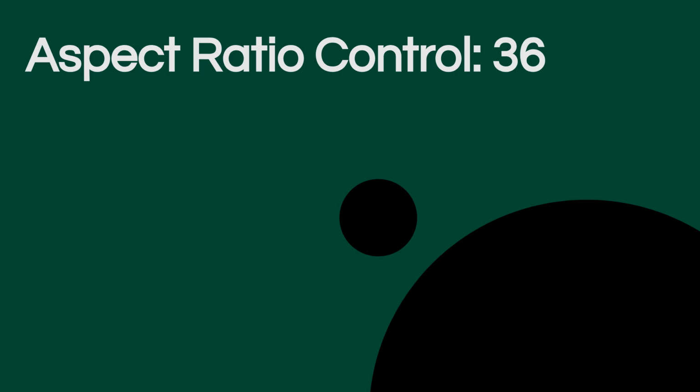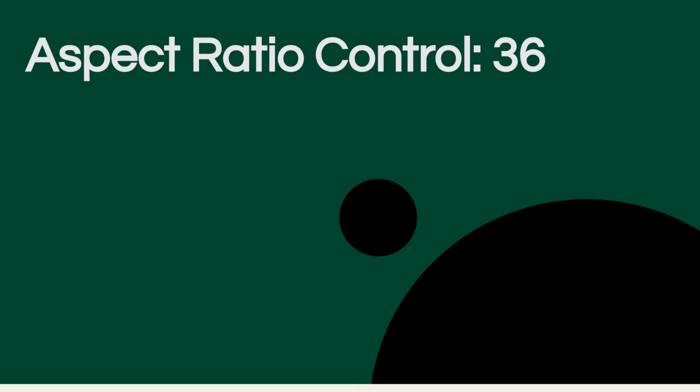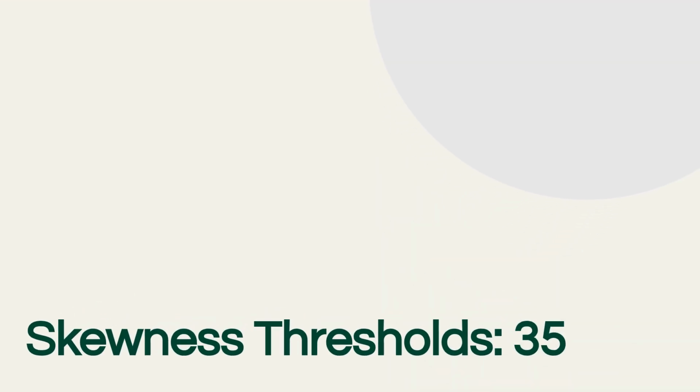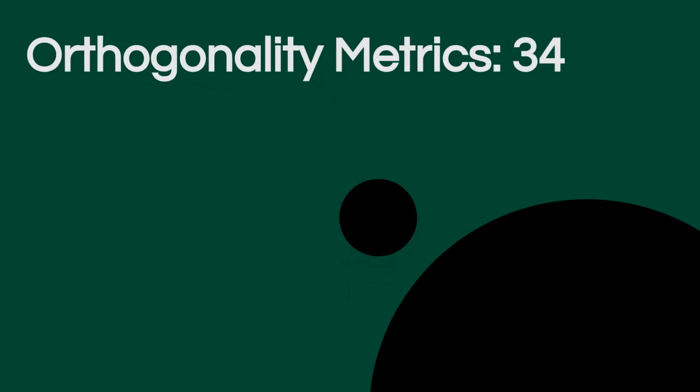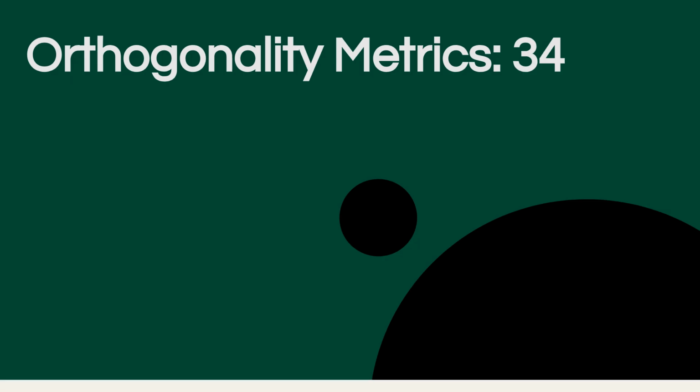Maintaining healthy aspect ratios at step 36 prevents solver instability during complex iterations. We monitor skewness levels closely to ensure that every element remains within acceptable geometric limits. Orthogonality is critical. We optimize the grid alignment to maximize solver accuracy for your flow models.